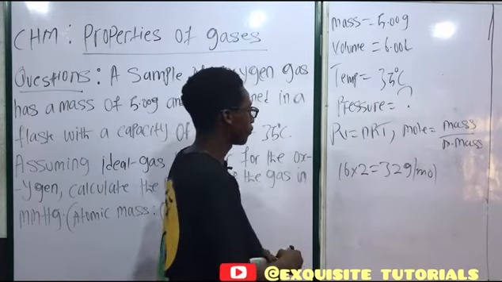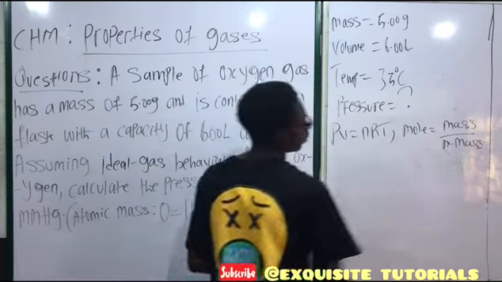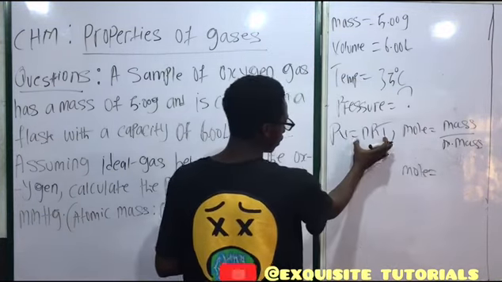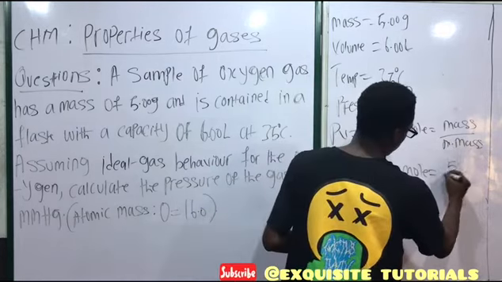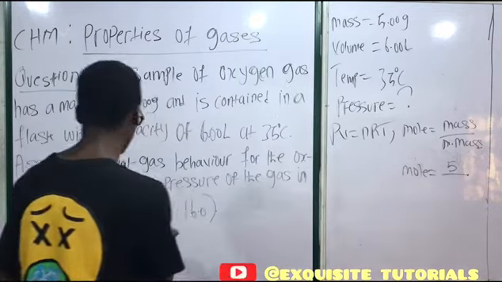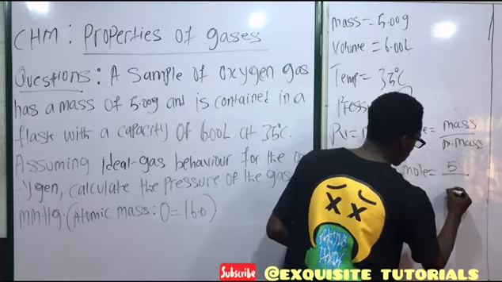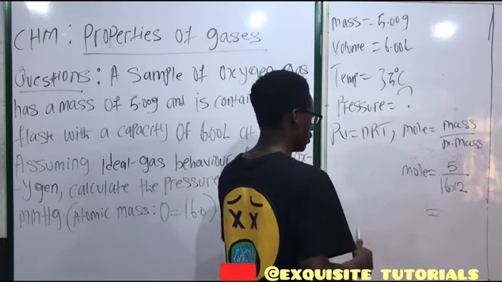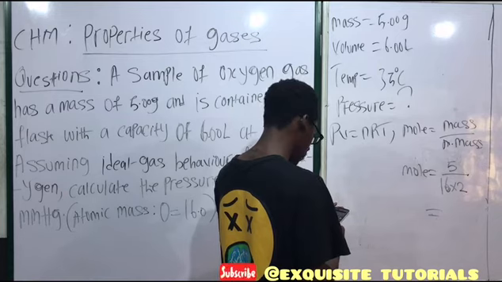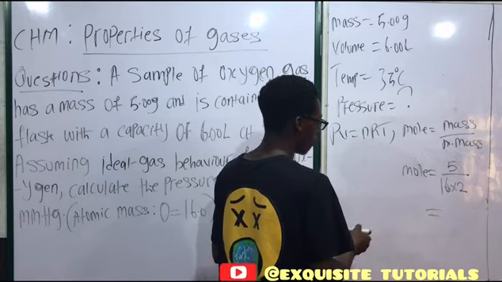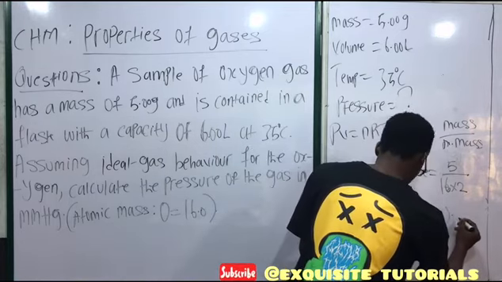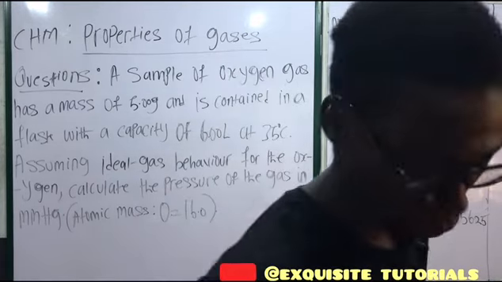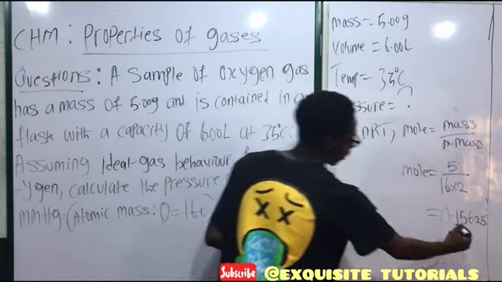Are you getting what I'm saying? So now, if we are to find the mole here, in order to put it in this equation, our mole will be the mass. What is the mass? We have 5 gram over molar mass. The atomic mass of oxygen here is 16, so the molar mass should be 16 times 2. So we have 5 divided by 32. So we have our number of mole to be 0.15625. Now this is our mole.